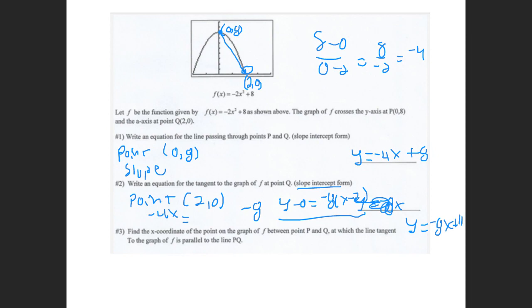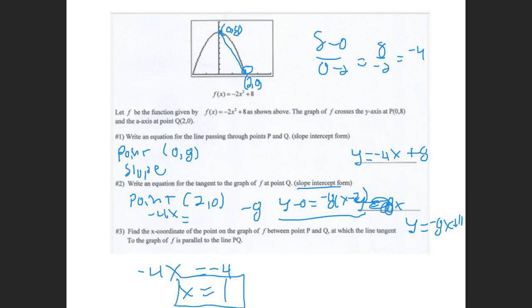And then the last question, it says find the x-coordinate of the point on the graph of f between P and Q at which the line tangent to the graph of f is parallel to PQ. So they basically ask you to find the c value for this problem. So I already know my derivative is negative 4x. I know my slope up there was negative 4, wasn't it? The slope of the secant line. So I'm just going to set those equal. So x equals 1. And that would be my answer.